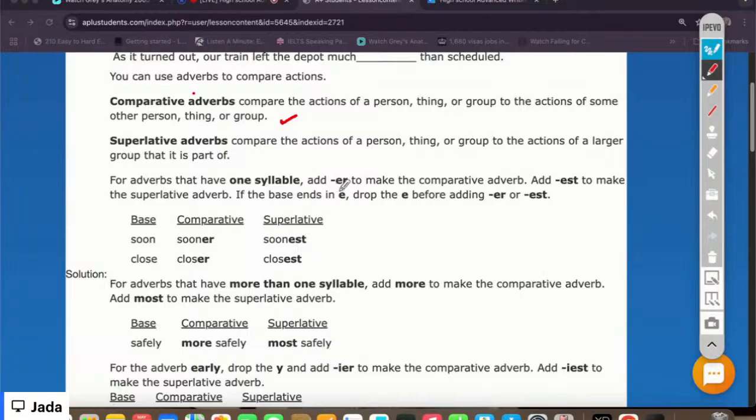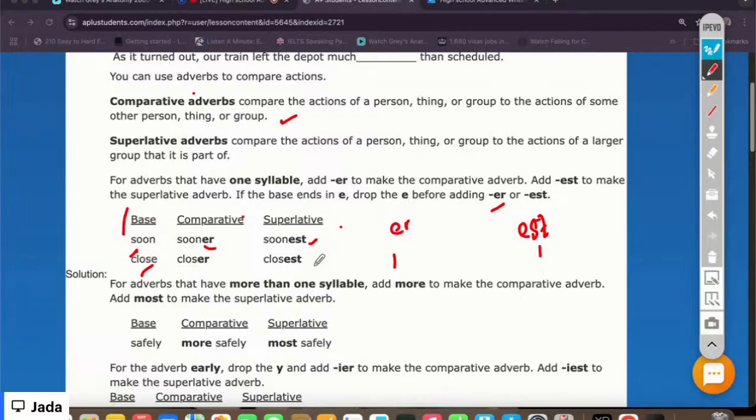For adverbs that have one syllable, you have to add er to make the comparative adverb, and then est to make the superlative adverb. If the adverb ends with e, you just need to drop the e before you add your er or est. So if it's having just one syllable, you're adding er for comparative and est for superlative. Just like we have here base, comparative, and superlative, because they're one syllable words. So we have soon, close. Sooner for comparative, closer, and then for superlative, we have soonest and closest.